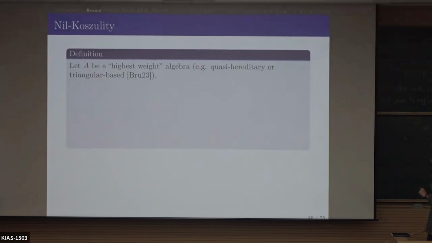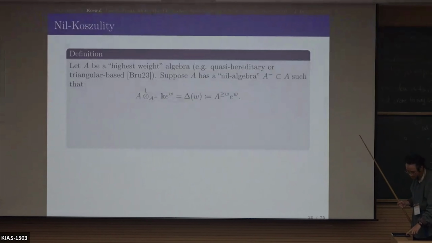So now let me define what no Koszul means, give you a precise definition more or less. So let A be some type of a highest weight algebra. So this is intentionally vague. This algebra could be quasi-hereditary if you're lucky. This could be triangular based in the sense of Rundin. Could be a variety of things. The point is that the representation theory is nice in some way. There's some sort of weight theory.